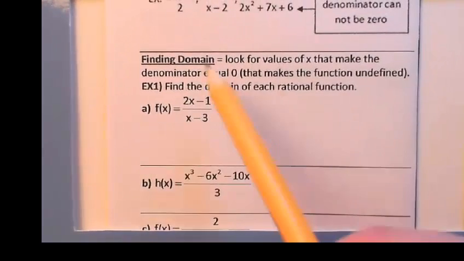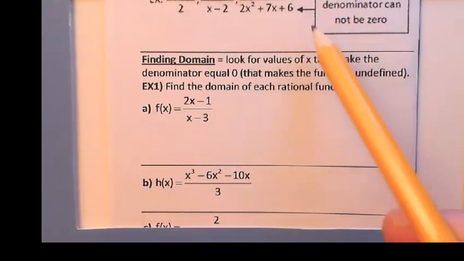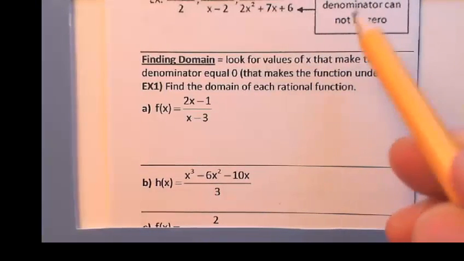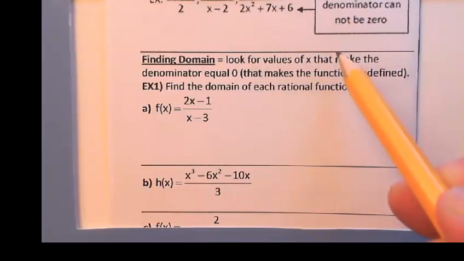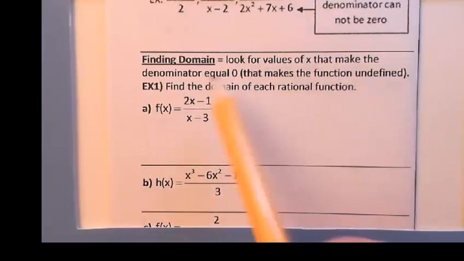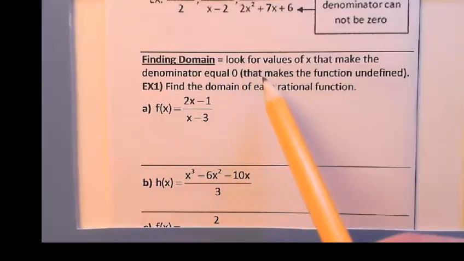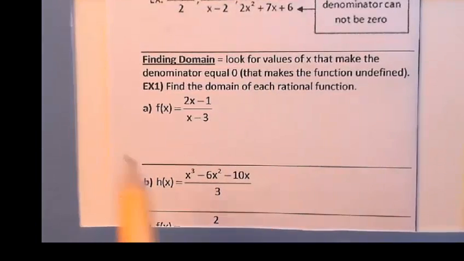In finding the domain, we have to really think about this, because you want to make sure the denominator cannot be 0. So when you're finding the domain, you look for the values of x that make the denominator equal 0, or in other words, that make the function undefined. So let's look at this example.